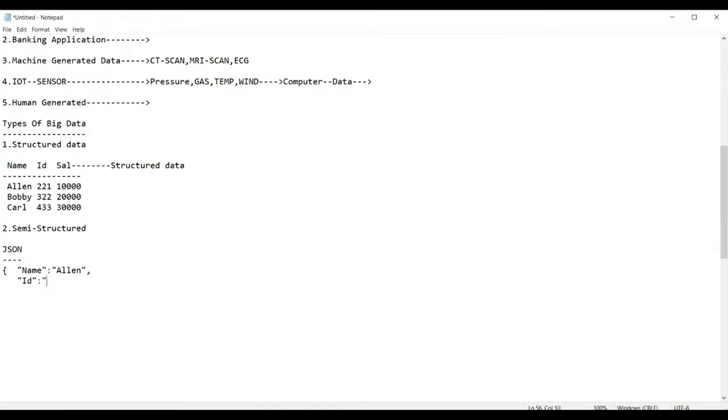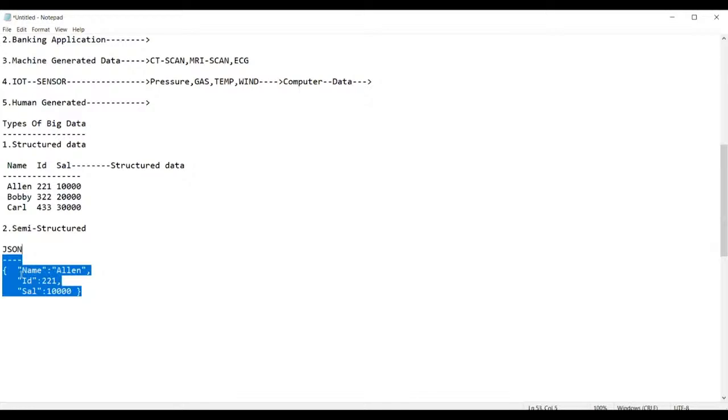ID. Then use it as it's numeric data. Now you can place it normally. Again, under this, what is that? Car. And that is salary. This is also numeric data, so you can leave it as it is. Do not place it under quotes. And finally, after this is done, the data is closed with the braces.